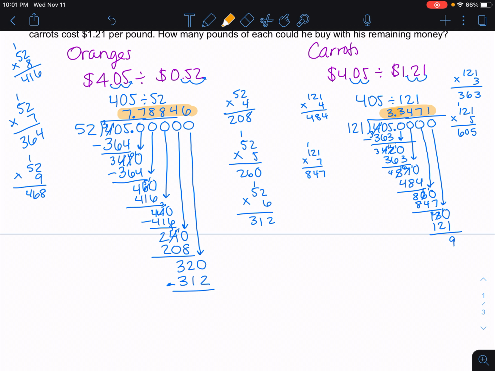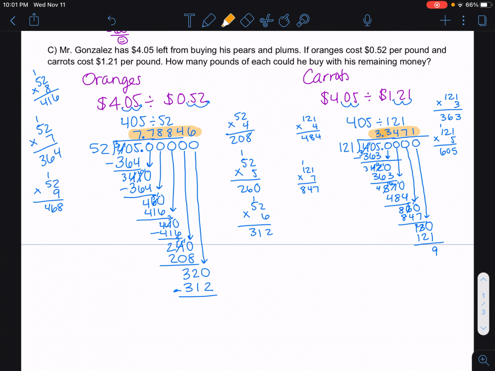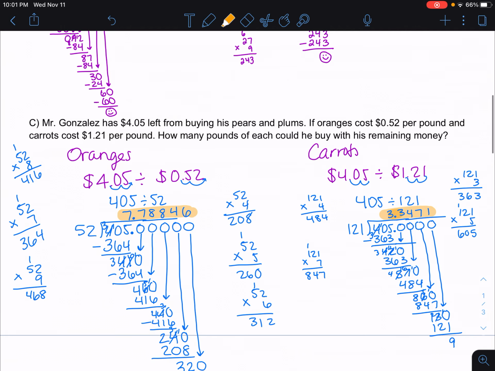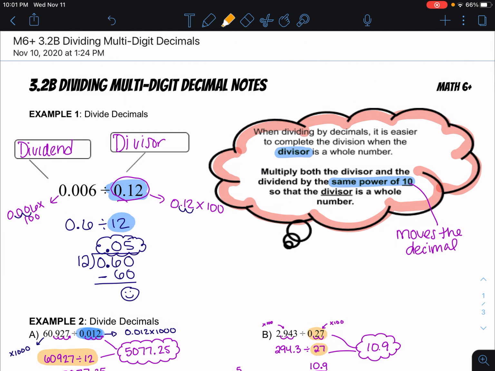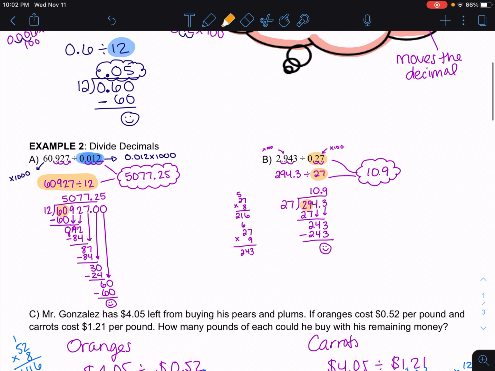pounds of carrots. So these two are an example of ones that just kind of keep going and going and going, but we would eventually round it to get our solutions. The main objective here is that we are moving that decimal, so multiplying by a power of 10. Again, multiplying by 10 is going to move it once, 100 moves it twice, 1,000 moves it 3 times.